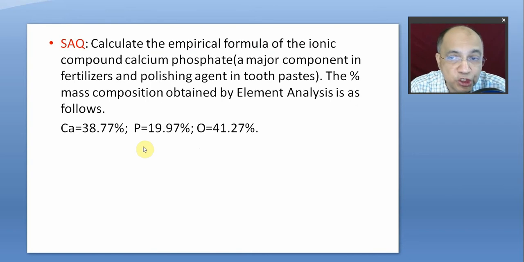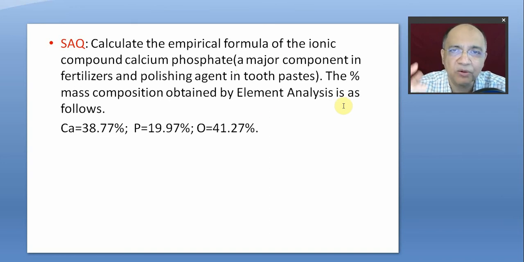So let us do this sum to find out the empirical formula of an ionic compound, calcium phosphate. Let us pretend that we do not know the formula of calcium phosphate. We will find out the empirical formula, because ionic compounds have only empirical formula, from the mass percent composition. This is the actual mass analysis done by an element analysis method.